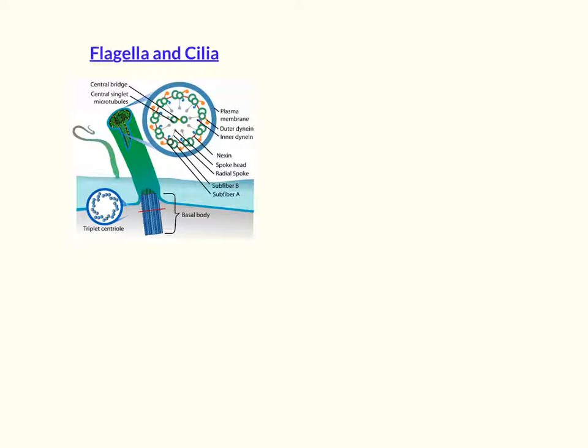Flagella and cilia are external structures involved in movement. They are hair-like projections covered by membrane, and they have a 9+2 pattern of microtubule doublets. So instead of 3 microtubules linked together, there are 2. There are 9 sets of those in a circle, and there are 2 microtubules in the center.